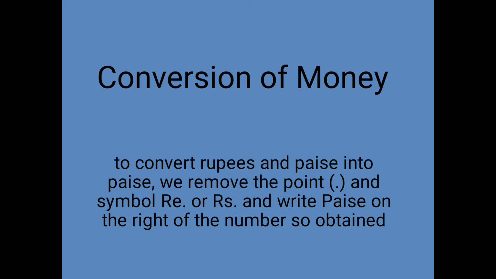You can do a few examples. Like we have rupees 7 and 50 paise and we want to change it into paise. So what will we do? We will multiply by 100 because 1 rupee is equal to 100 paise. So it will become 750 paise. On the right side we will write paise instead of rupees, or we will remove the dot and the rupee or rupees symbol, and on the right side we will give paise.